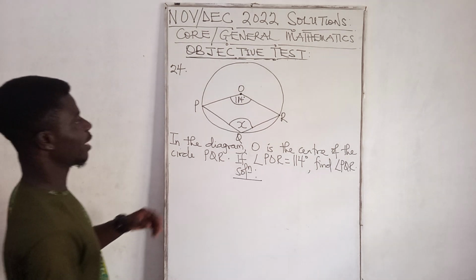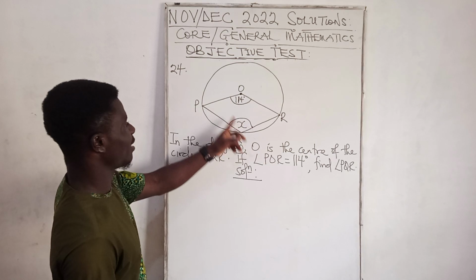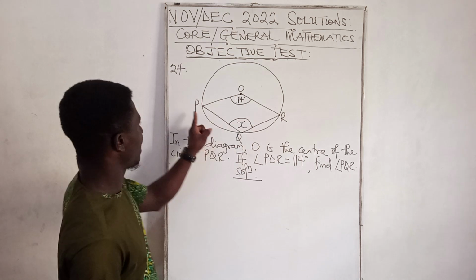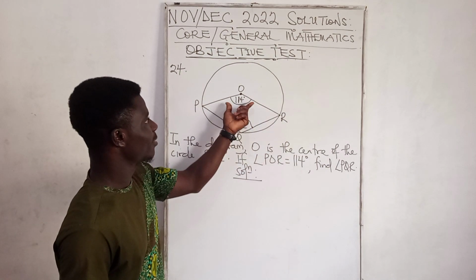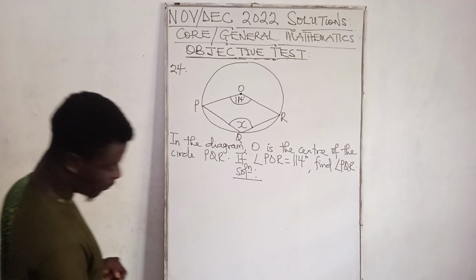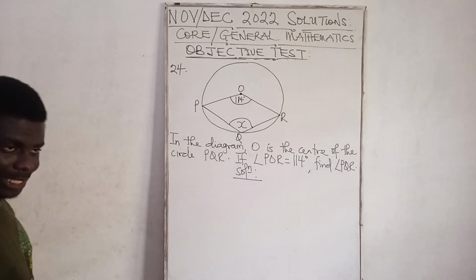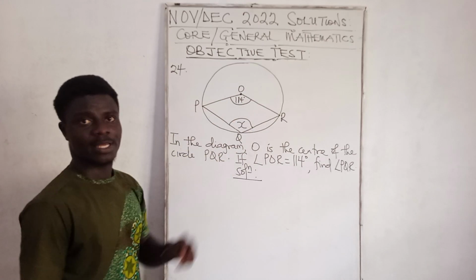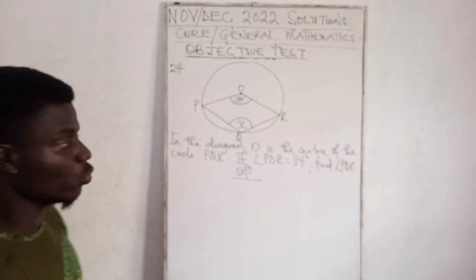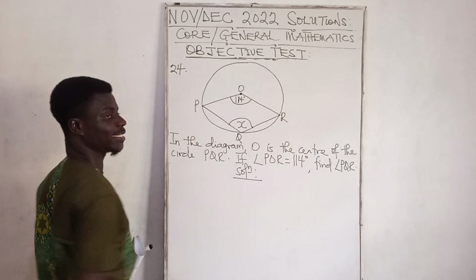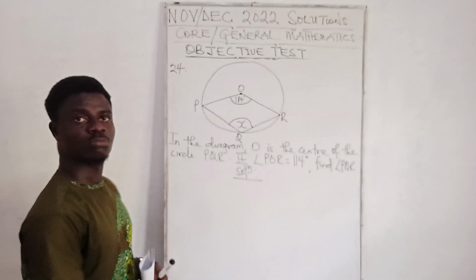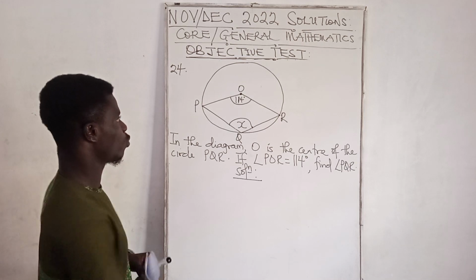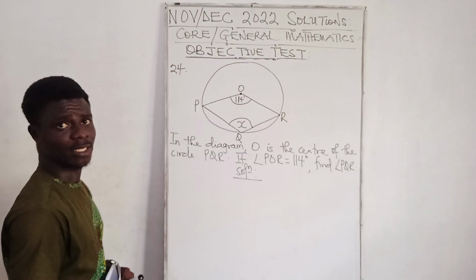Now, don't tell me that this one and this one, if I add them, I'll get 180. No. This angle POR is not touching the circumference of the circle. So you cannot say that this plane shape PQRO is a cyclic quadrilateral. No. Because this is not touching the circumference, it chooses not to be a cyclic quadrilateral. So we have a quadrilateral, but it's not a cyclic quadrilateral.